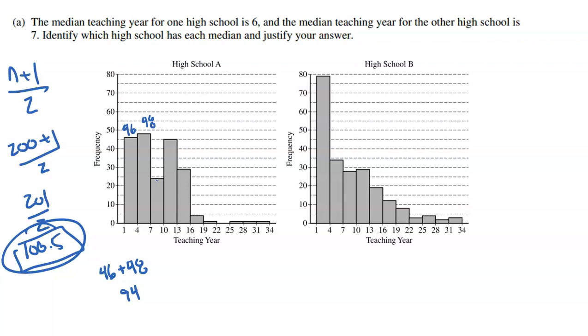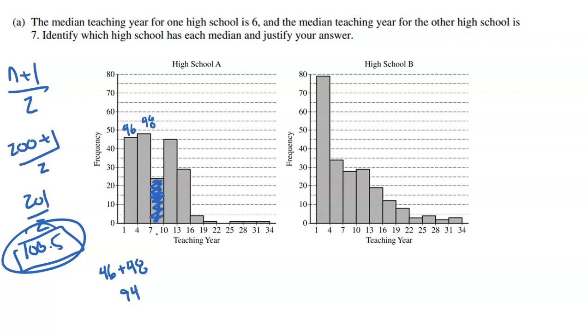So when we go to this next bin here, which has about 24 people in it, now we're over top of the 100, right? And now 94 plus 24 is more than 100. So the point is the 100th teacher and the 101st teacher are both in this bin, and the median is going to be right in between them.